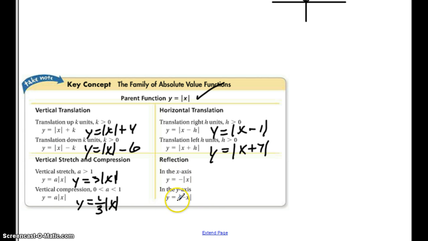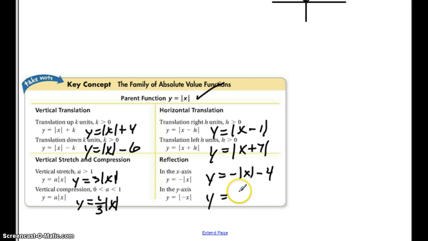A reflection, on the other hand, is going to be taking into effect the opposite of the entire parent function or the opposite of x inside the parent function. If it's the opposite of the whole function, you're flipping it around the x-axis. An example of that might look like y equals negative absolute value of x minus 4. Again, it has a vertical component, but this negative outside of it is going to translate into the reflection around the x-axis.